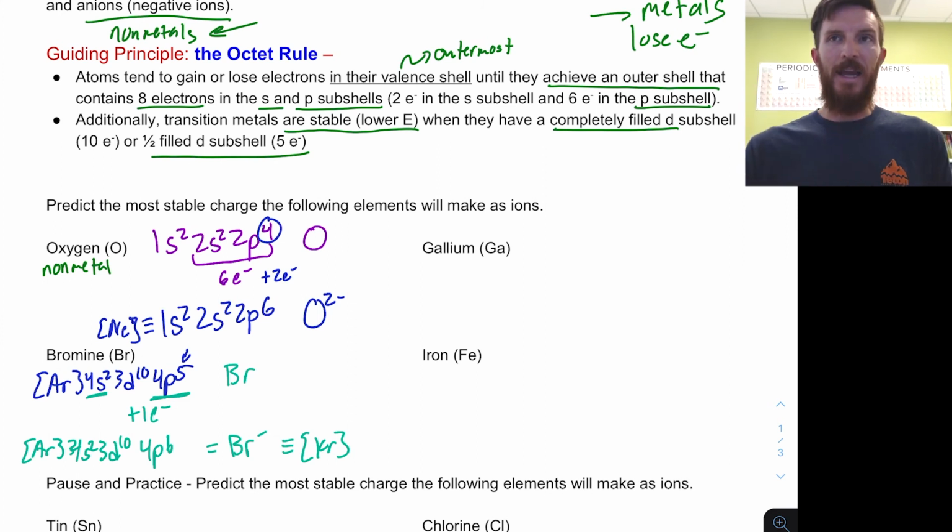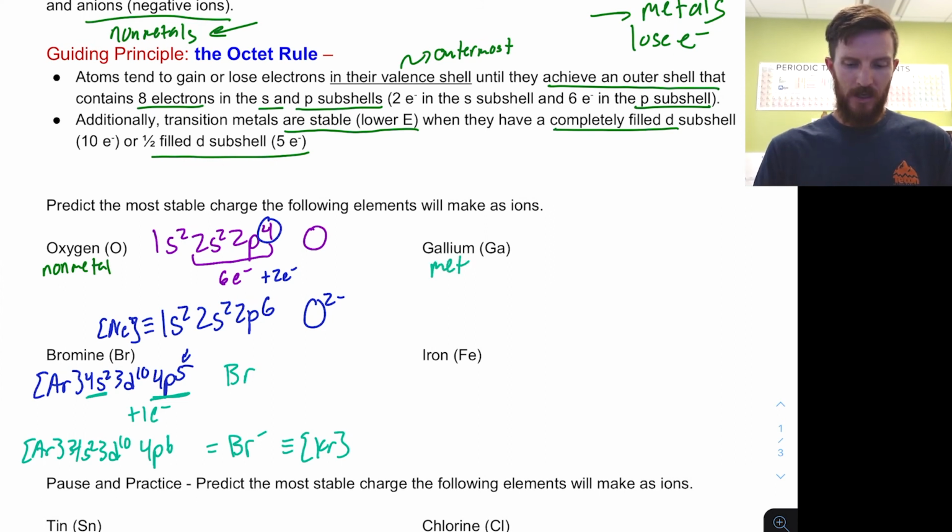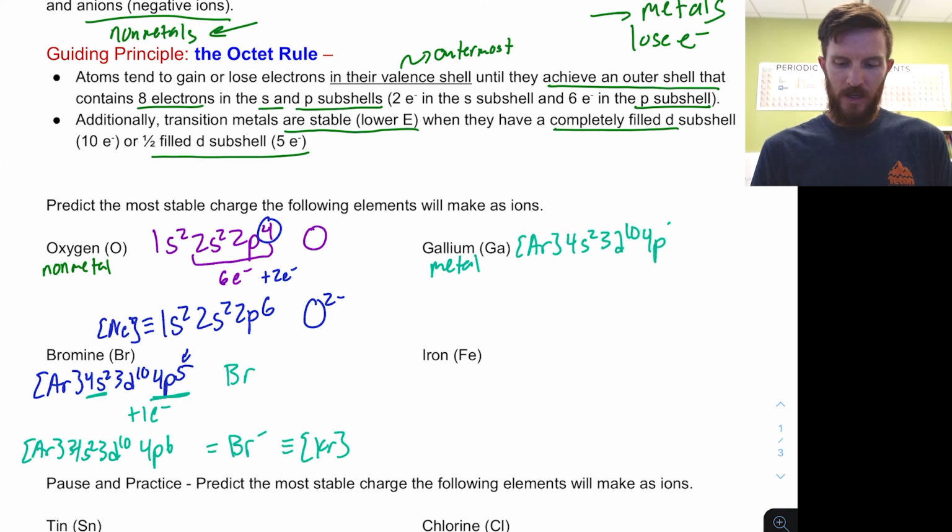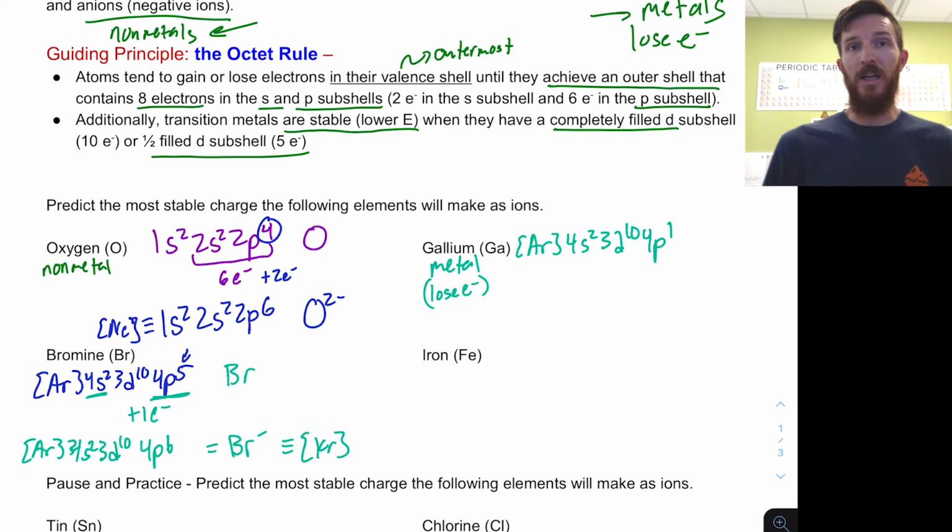So now let's go ahead and look at gallium. Gallium is a metal, and it's one of our post-transition metals. Again, this is just slightly to the right of our transition metals. And here, let's write out our noble gas electron configuration. So it's argon 4s2 3d10 4p1. So again, a metal is going to lose electrons to get to where it has a valence shell that has 8 electrons in the s and p. And we notice here that this would have to gain 5 electrons to get all the way to 8 if it was going to make a negatively charged species.